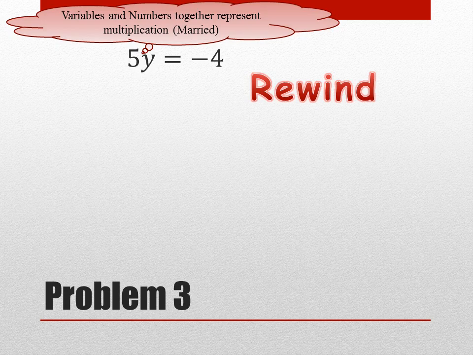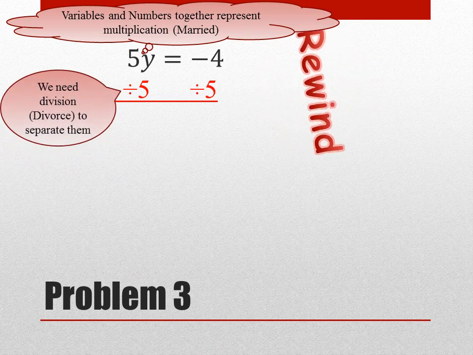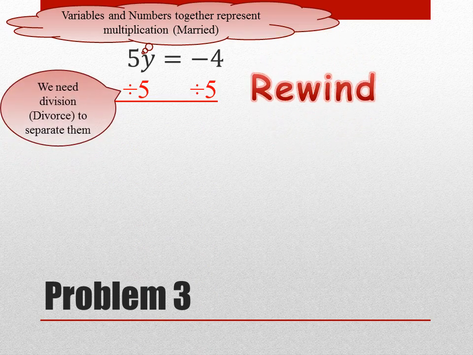So when we're doing our rewind stage, we actually have to do the opposite of multiplication, or I call them being married. So the opposite of multiplication or being married, unfortunately, is we need division or we need to get a divorce. That's working backwards in this particular problem. So we have 5y divided by 5 and negative 4 divided by 5 because we have to use the golden rule of algebra, which is what I do to one side, I have to do to the other.